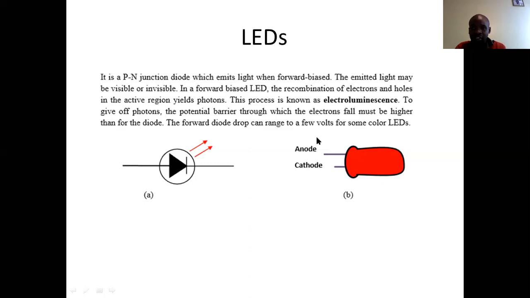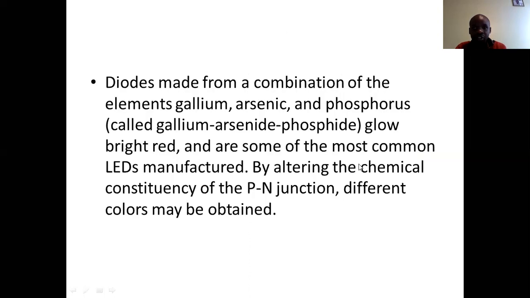So you can see that when it is in forward biased mode, it emits light, or photons. For example, this is emitting red light. A diode can be made from a combination of elements, especially group 3 and group 5 elements. Gallium arsenide, for instance, or gallium phosphide, or a ternary compound like gallium arsenide phosphide.